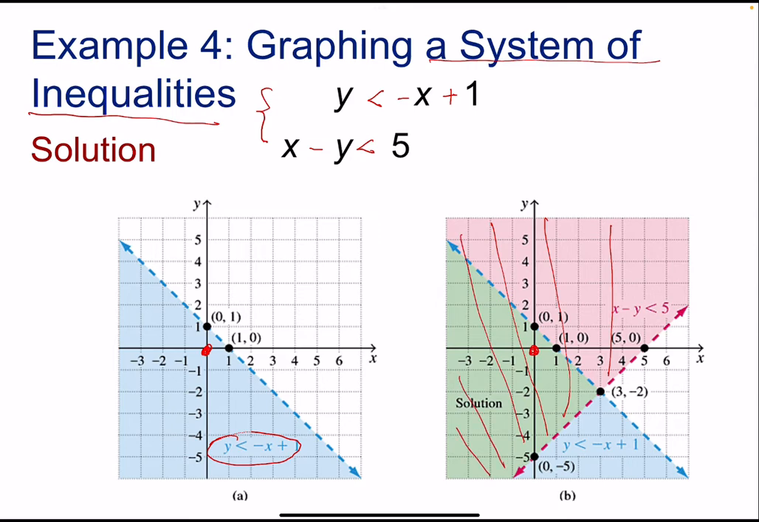Now earlier we found the solution to the inequality y less than negative x plus 1 is the region below the blue line, right? And now you see the intersection is this green region. So that's the solution to the system of two inequalities. That's how we find the solution, which is the green region. Okay.